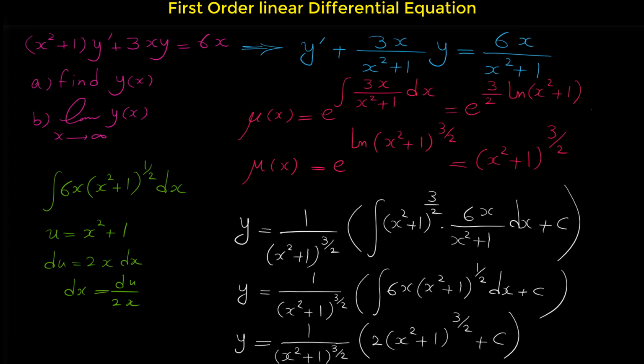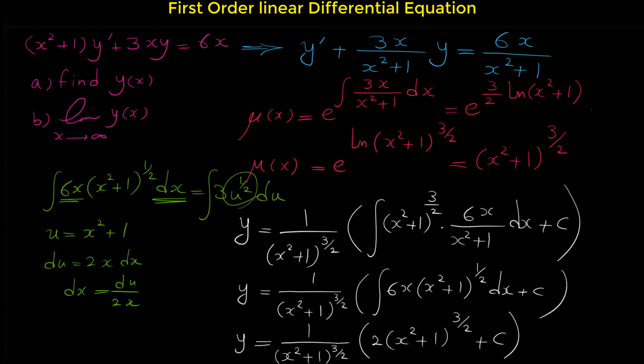Now, if we substitute this and this in this integral, this expression is u, so we have u to the power of 1/2 times 6x times dx, which is du over 2x. X from the bottom and x from the top cancel, 2 from the bottom and 6 cancel, a 3 remains here. So we have 3 times u to the 1/2 du.